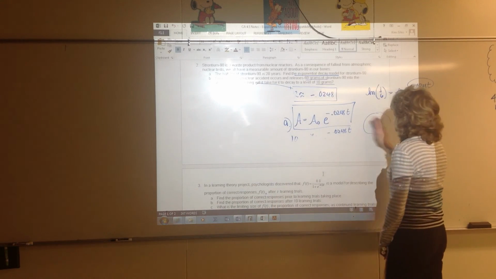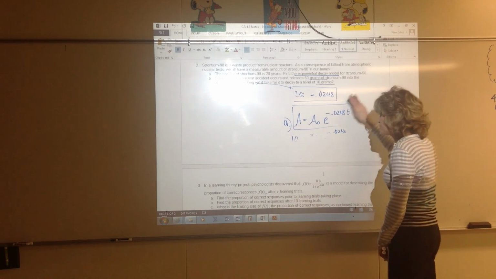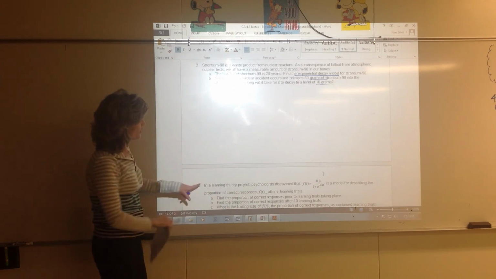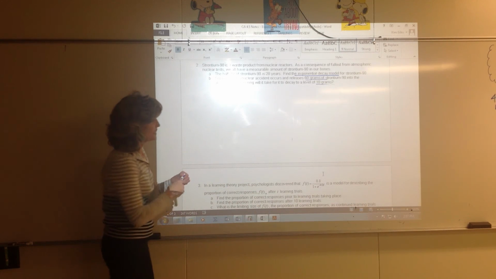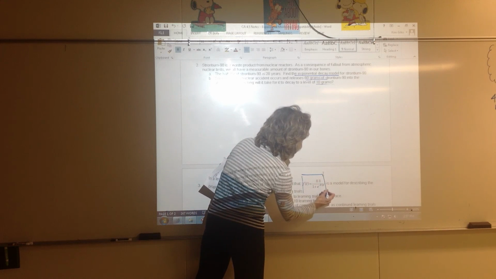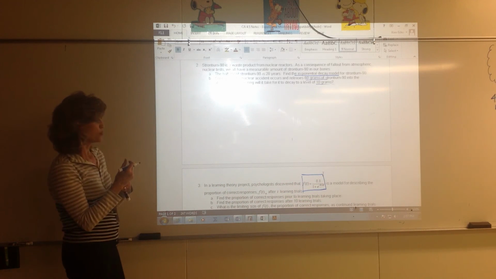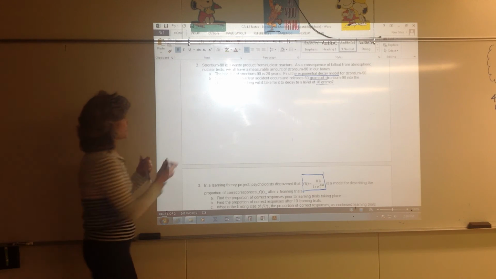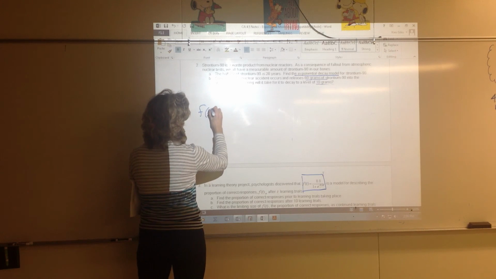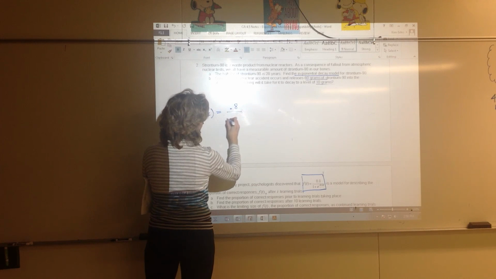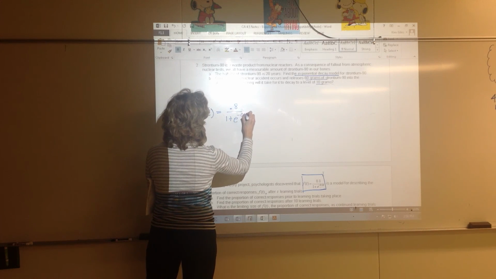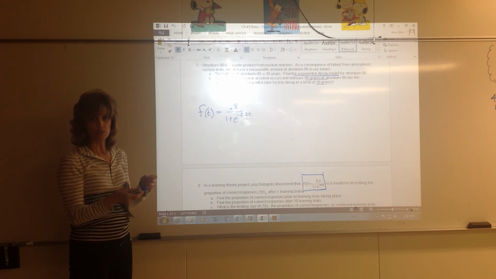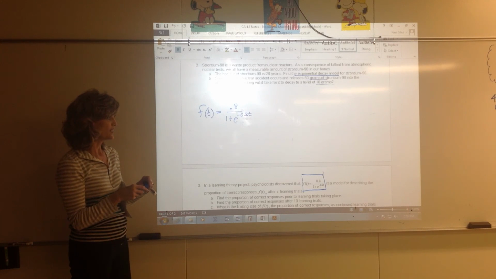So you have an exponential formula here that is used by psychologists. It says, in a learning theory project, psychologists discovered that f of t equals all of this stuff is a model for describing the proportion of correct responses after t learning trials. You're going, I don't know what that means. It's a function, and you don't really have to memorize the function, you just have to be able to use it. If you have 0.8 divided by 1 plus e to the negative 0.2 t power, and you're told this model's how many responses you get correct, what proportion do you get correct?